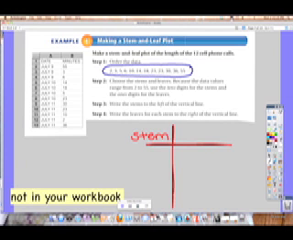Okay. On your piece of paper, will you write this vocab word? Distribution. Let's talk about that first. The distribution of these numbers. Because what's the smallest number? 2. What's the biggest number?